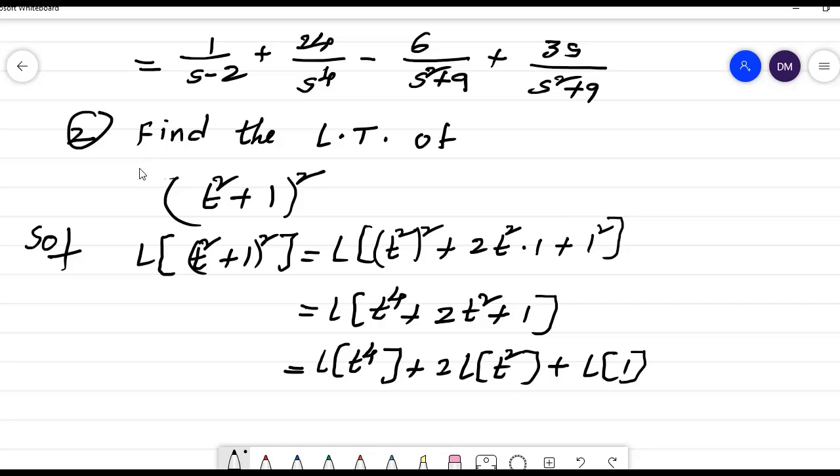Now what is the value of L of t power 4? L of t power 4 is in the form of L of t power n. What is the L of t power n formula? Gamma of n plus 1 by s power n plus 1, that is n factorial by s power n plus 1.